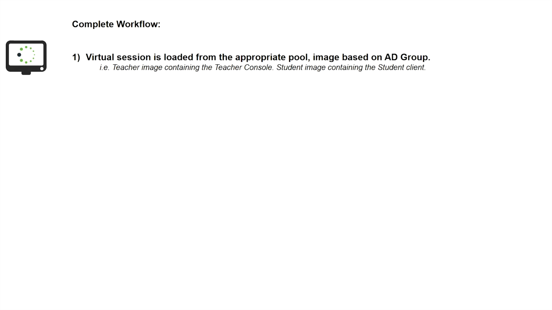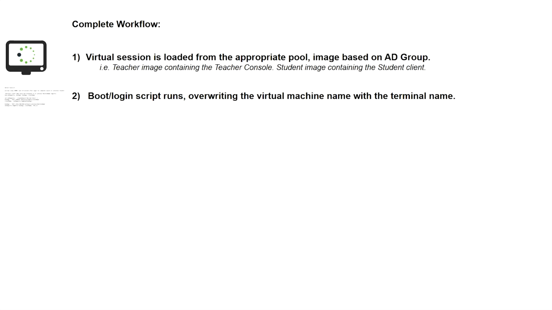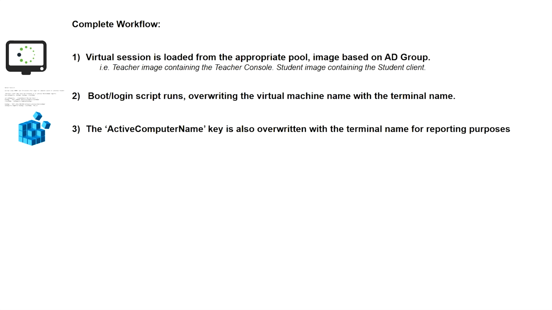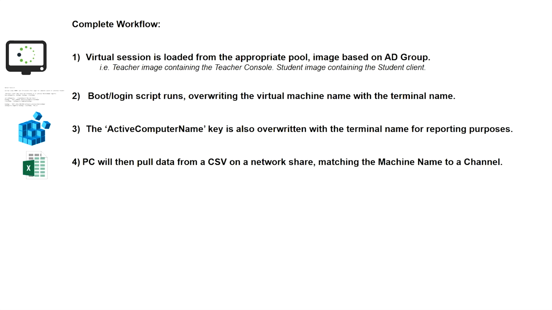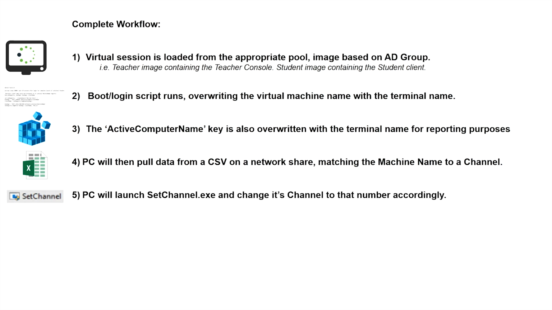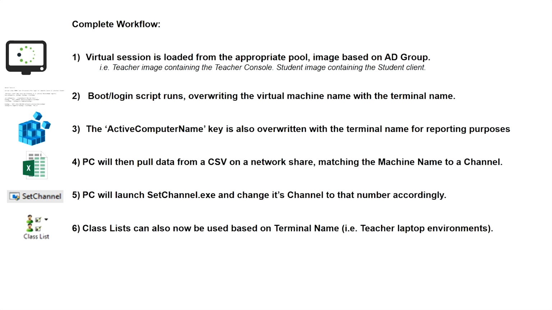So as a complete workflow, the user will log into Citrix or VMware, and the appropriate golden image will be pulled down based on their group. The script then runs and swaps out the name of that machine with the terminal name from the registry. The same goes for the active computer name for reporting and the tech console. And then it'll match that client name to the CSV file, which will then find the channel number and then launch the setchannel.exe to put that channel information into the client.